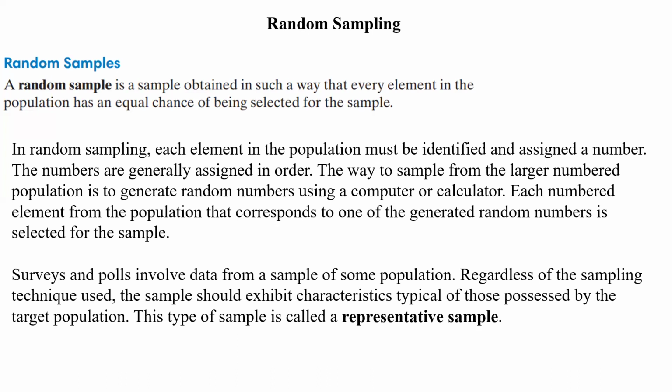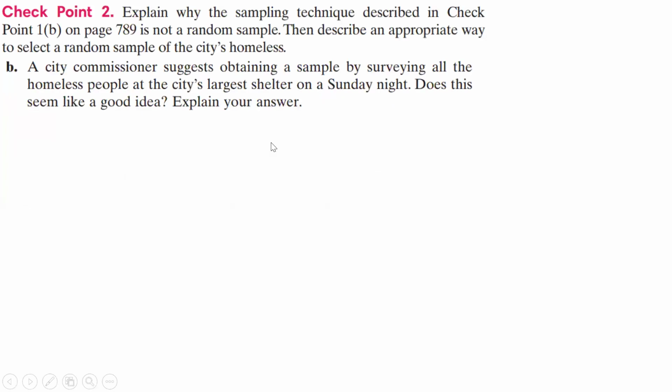Now, surveys and polls involve data from a sample of some population. Regardless of the sampling technique used, the sample should exhibit characteristics typical of those possessed by the target population. So, this type of sample is called a representative sample. Maybe you want to choose all the people who go to a bar on a Friday night, so you're going to sample the people that are at that bar. You're not going to sample the people that are at the church. So you have to have a representative sample to do that properly, whereas the random sample really has to be random as far as who you're selecting.